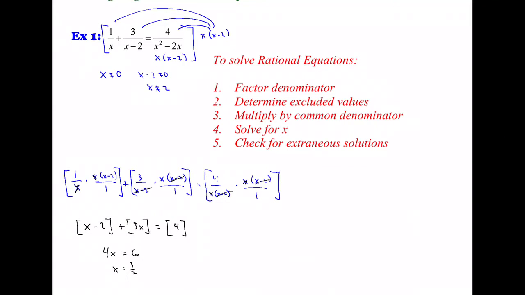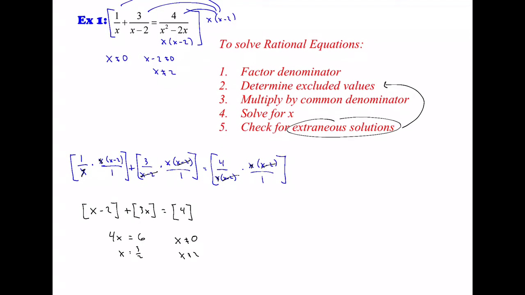Now, this is the answer unless, when we check for our extraneous solutions, this is based on your restrictions. We know x cannot equal 0, and x cannot equal 2. Well, that's not what our answer is. So therefore we don't have a problem with the solution 3/2. So x is equal to 3/2 for this rational equation.